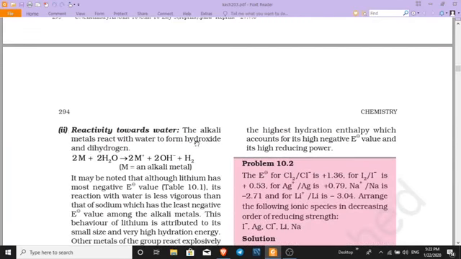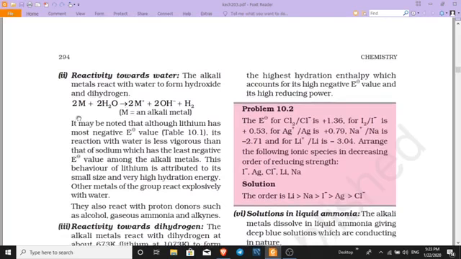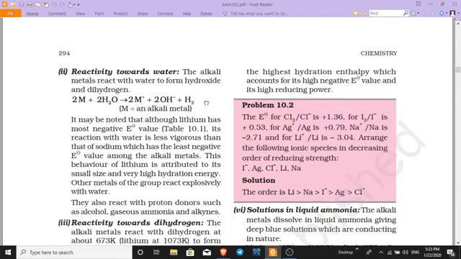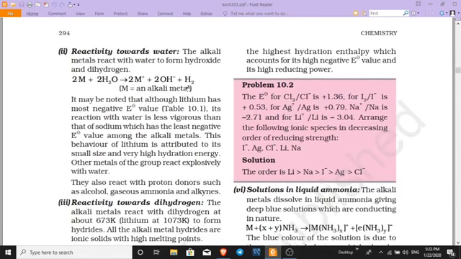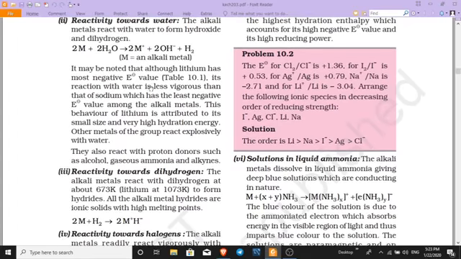Now reactivity towards water. The alkali metals react with water to form hydroxide and dihydrogen. Now 2M means 2 atoms of metal react with 2 moles of water to form 2 M+ ions with 2 OH- ions, plus release of hydrogen gas. It means that when we put the metal in the water, it will release hydrogen gas. This hydrogen gas is released from the test tube.